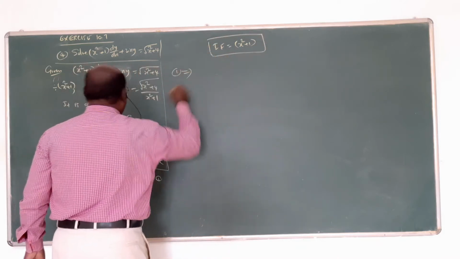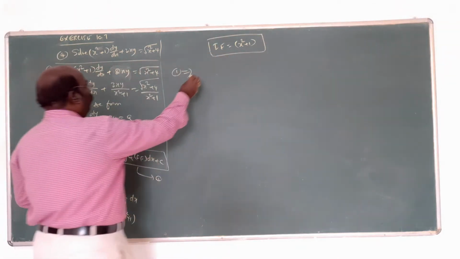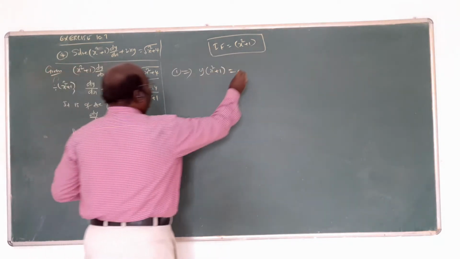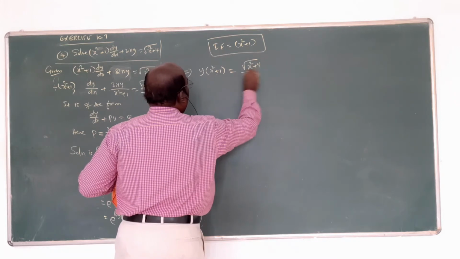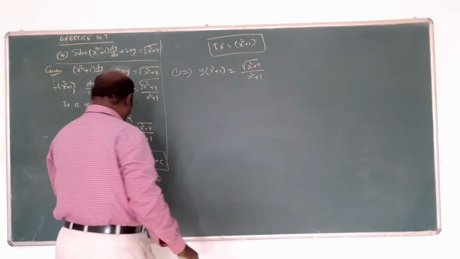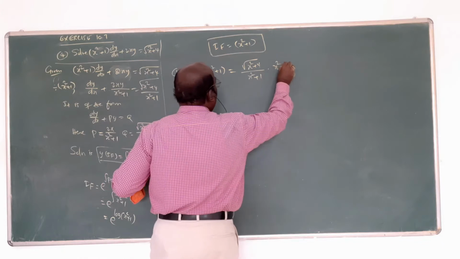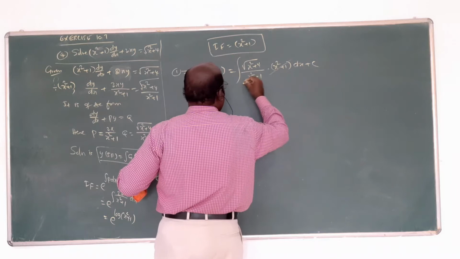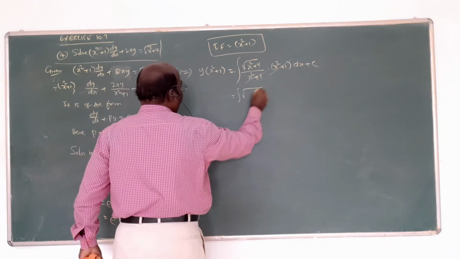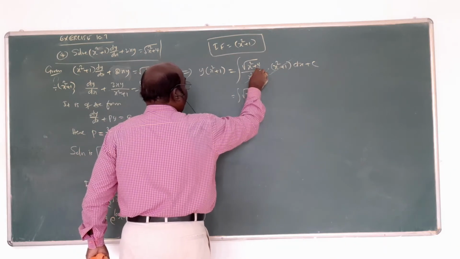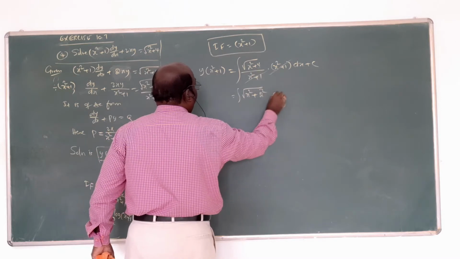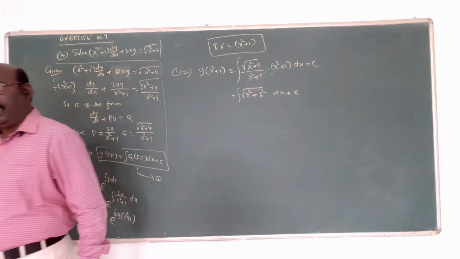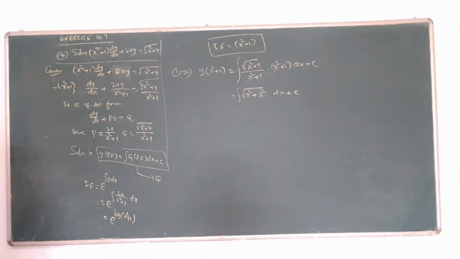Now y into IF, which is x square plus 1, equals integral of Q into IF, where Q is root of x square plus 4 by x square plus 1, into IF which is x square plus 1, dx plus c. Am I right? This cancels. After cancelling, the statement is root of x square plus 4 dx plus c. Now it is of the form root of a square plus x square.